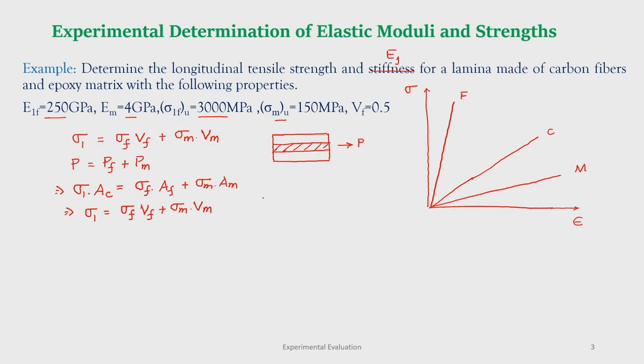Now, we consider that failure of fiber implies the failure of composite or lamina. In that case, suppose this is the stress-strain curve for the composite. Okay. Now, what is the slope of this curve relative to fiber and matrix? That is of course decided by the volume fraction. If you keep on increasing the volume fraction, it will be more towards the fiber. If you keep on lowering the volume fraction, it will be more towards the matrix.